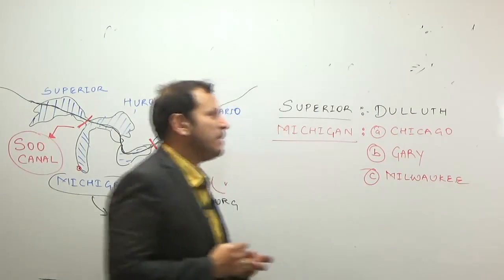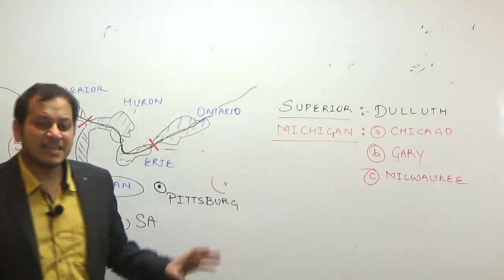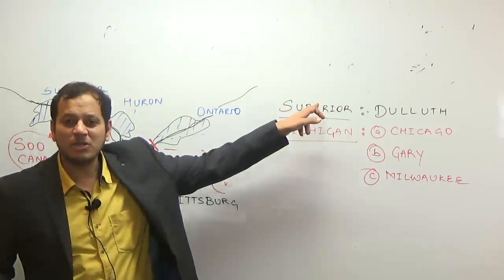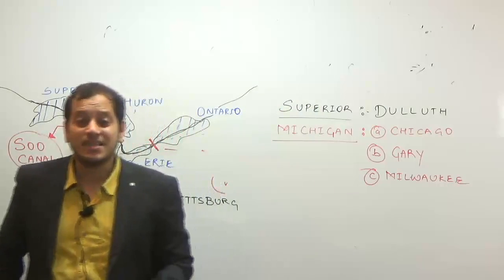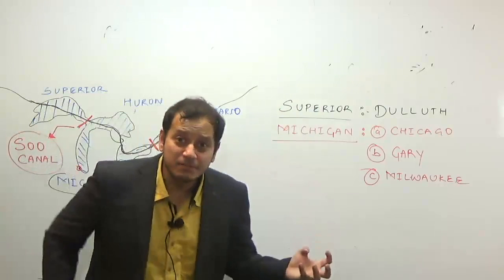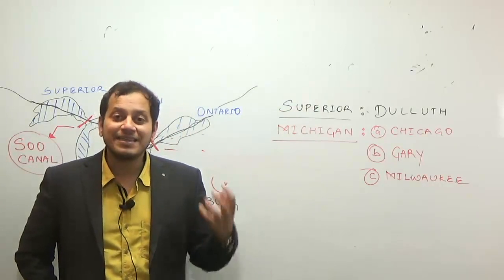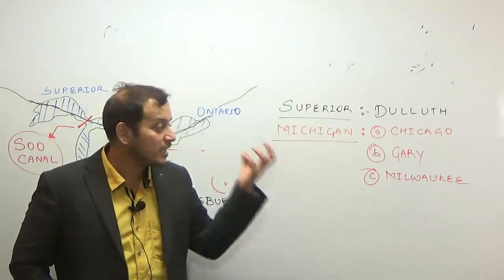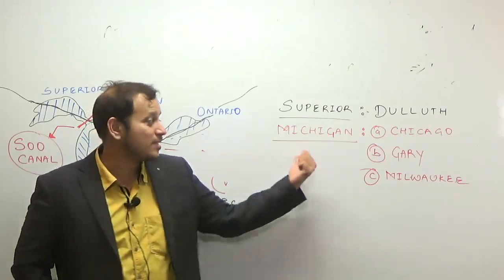Milwaukee. Remember, I have written it in red color because in case you don't want to remember Superior, it is fine. But do not forget these three cities which are located on Lake Michigan. Again, I am repeating. That is why this is the most important.